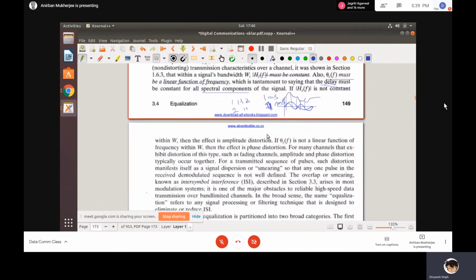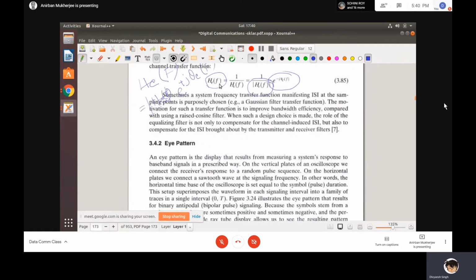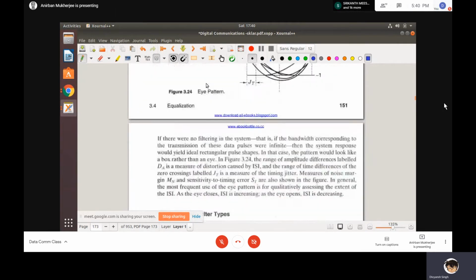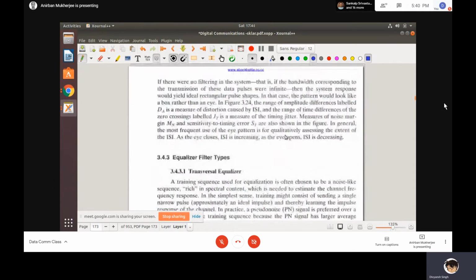Now I told that HT and HR are the raised cosine, that means individually each is the root raised cosine, that is cos and cos, which is basically a cos square. So I have to design this equalizer. I will come to this idea later.